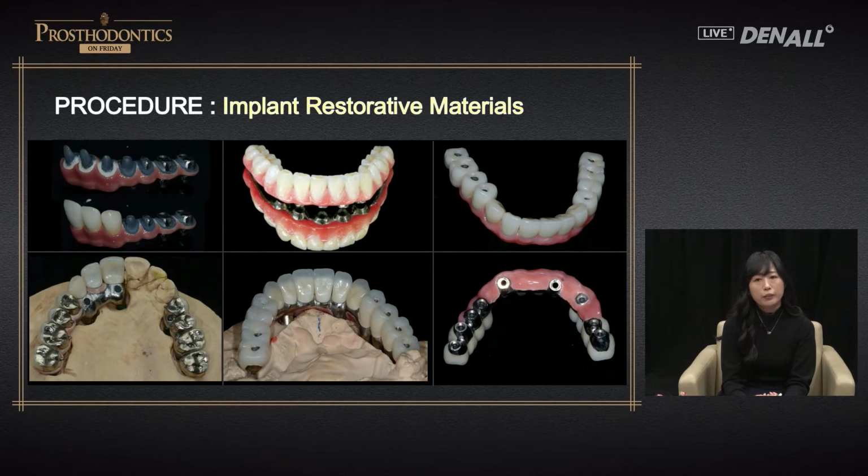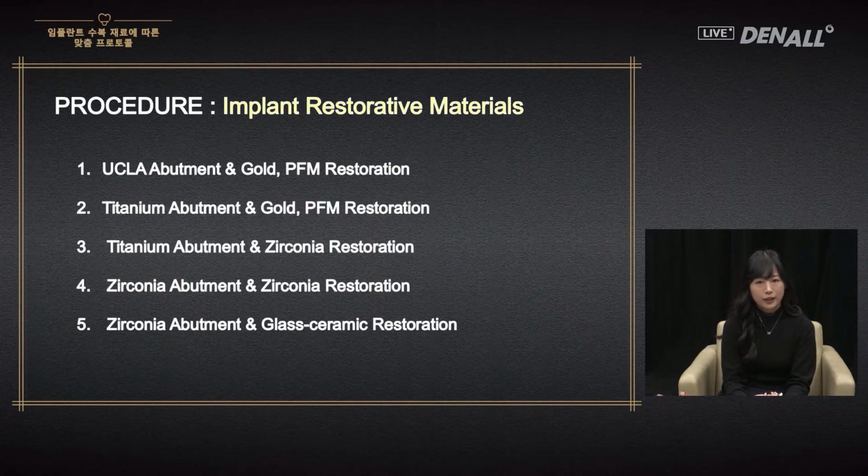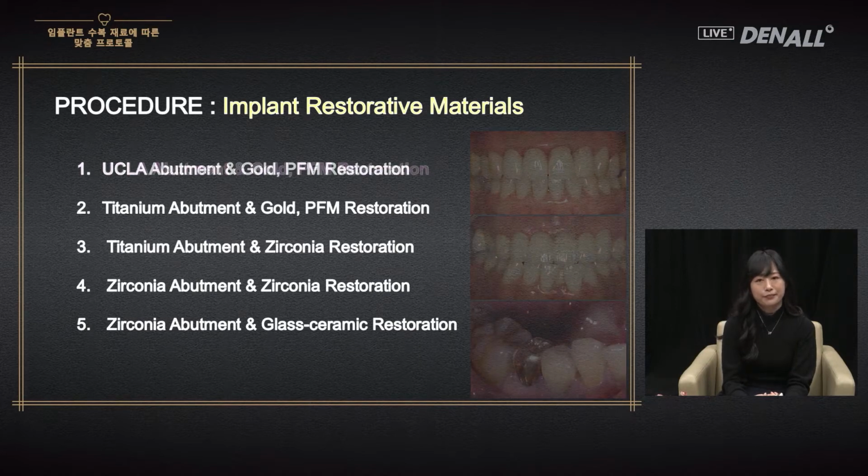Titanium abutment with gold and PFM or zirconia restoration, that's the general way. Zirconia abutment with zirconia or glass ceramic restoration with high aesthetic value. Applying dental cement depends on the implant restorative materials. The procedure varies depending on different cements, so you need to understand the recommendation provided by the vendor.